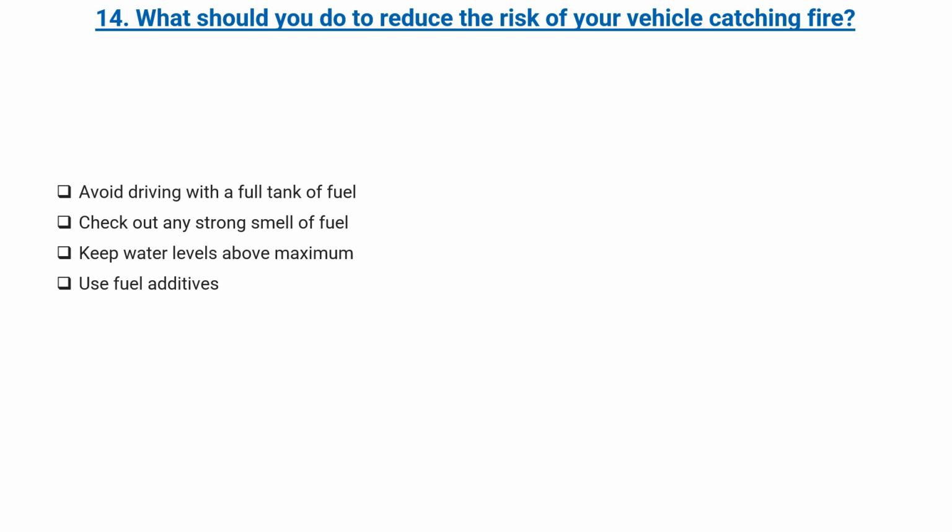14. What should you do to reduce the risk of your vehicle catching fire? Avoid driving with a full tank of fuel. Check out any strong smell of fuel. Keep water levels above maximum. Use fuel additives. Correct answer: check out any strong smell of fuel.